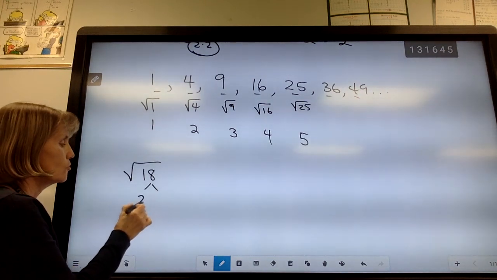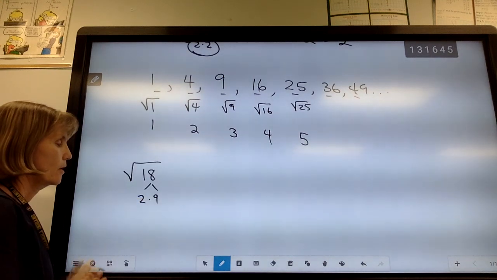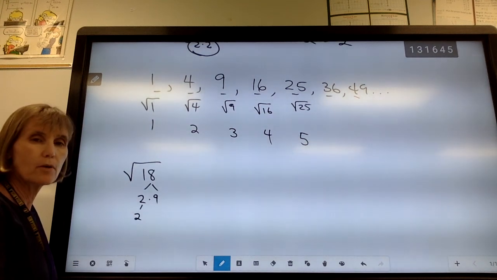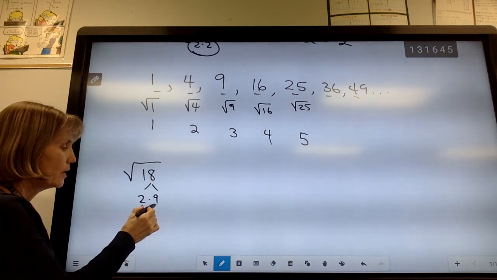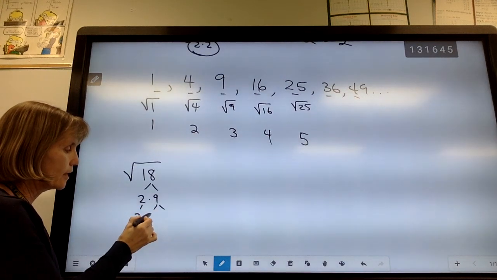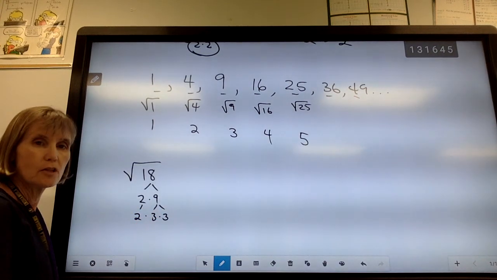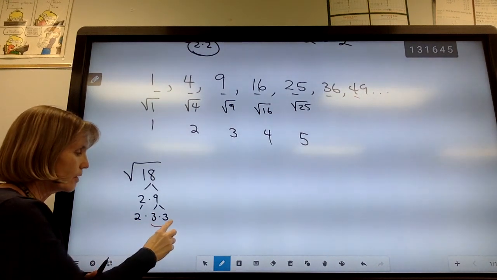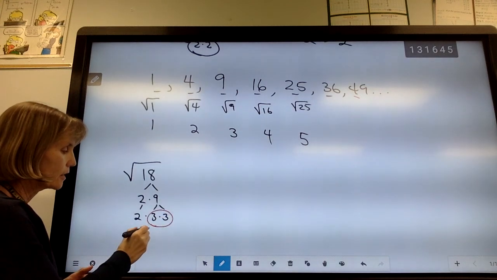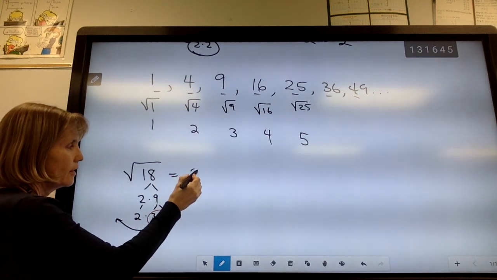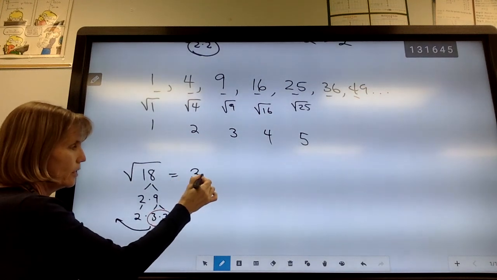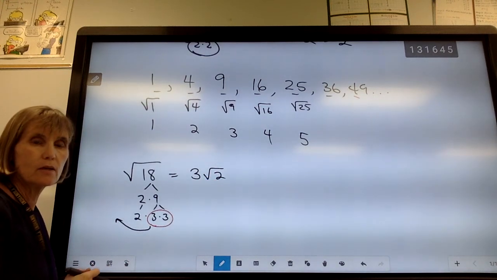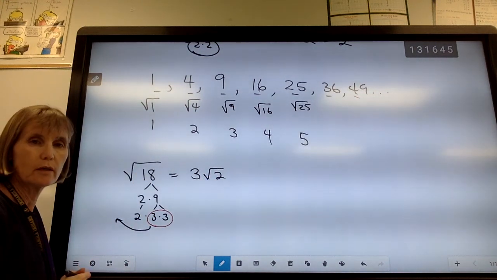Some of you are thinking 2 times 9. 2 is a prime number. It doesn't break down any further. It only has factors of itself and 1. But 9 is not prime yet, so we're going to keep breaking it down. 9 is 3 times 3. So we get down to what we call the prime factorization, so all numbers are prime. And now we look and say, I've got a pair of 3's. That pair is going to come out from underneath the radical out front. The pair comes out as 1 three, and the 2, since it doesn't have a second one, has to stay underneath the radical. So I would say the square root of 18 is equal to 3 square root of 2.